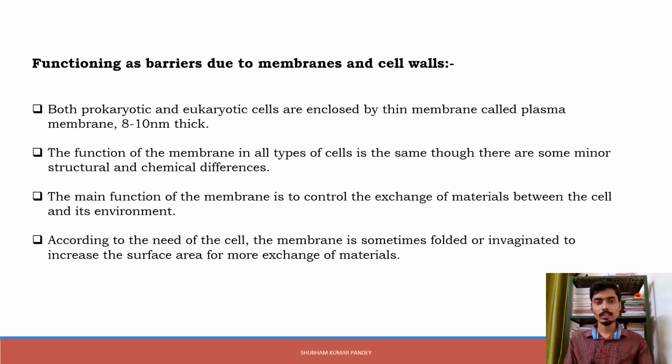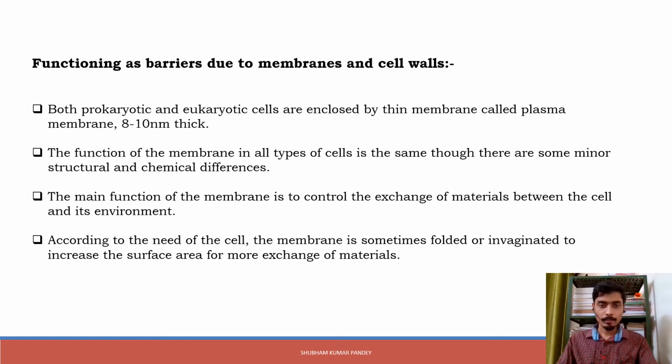Okay, so the first function is functioning as barriers due to membranes and cell walls. We know that each and every cell, both prokaryotic and eukaryotic, is enclosed by a thin membrane, which is called the cell membrane or plasma membrane, about 8 to 10 nanometers thick. The function of the membrane in all types of cells is the same, though there are some minor structural and chemical differences. The cell membrane may differ in chemical composition, but most of the time it is the same, and the function is the same for both prokaryotic and eukaryotic cells.